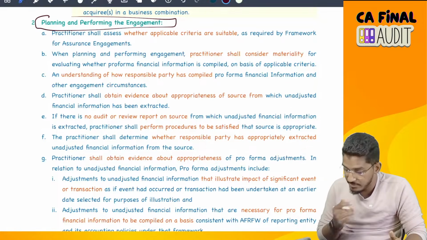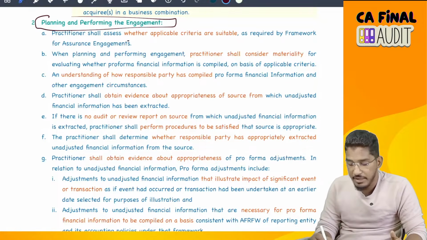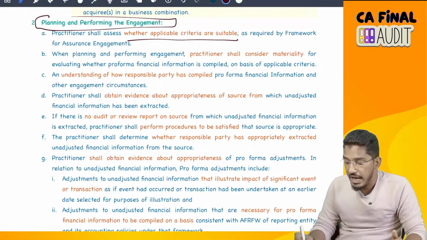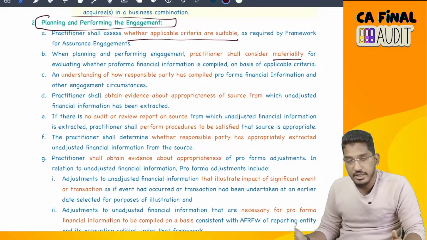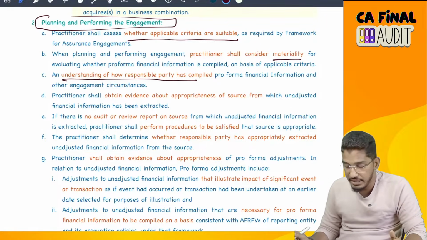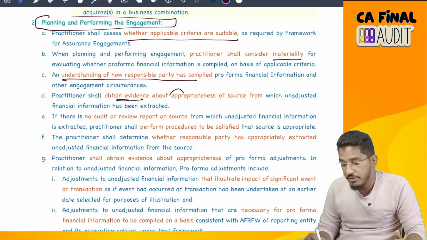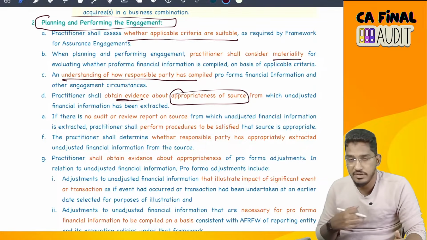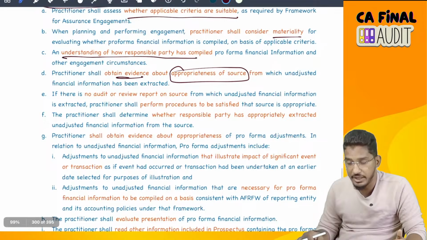So how will you perform the engagement? You will determine once again whether the applicable criteria are suitable, and you should also determine materiality, what is material and what is not material. Then you need to obtain an understanding of how the responsible party has compiled the information. Then you need to obtain evidence whether the source from which you are getting the information is appropriate or not. We need to check.